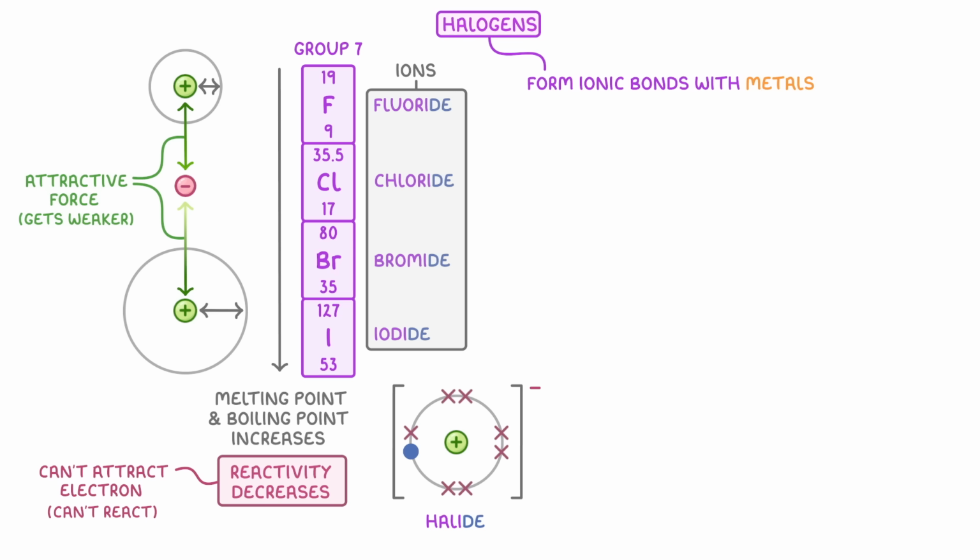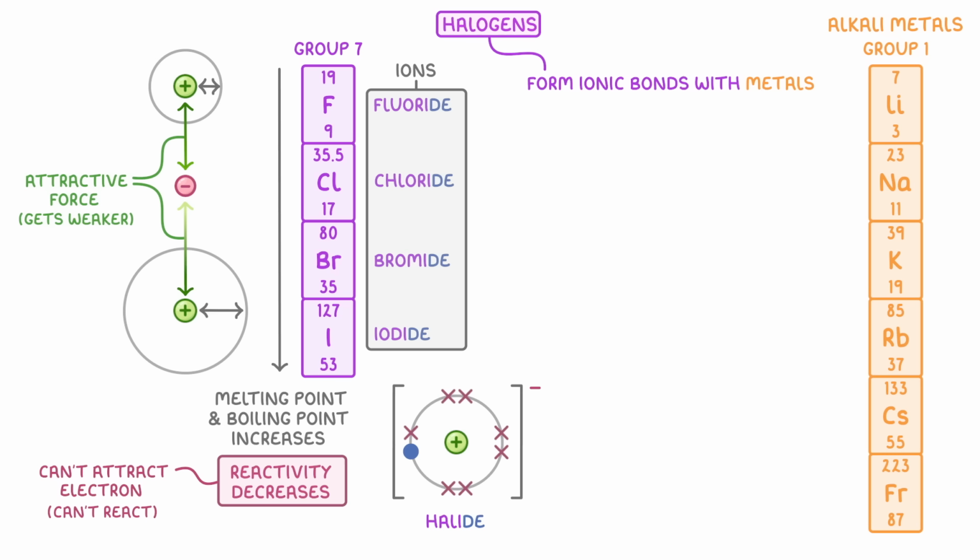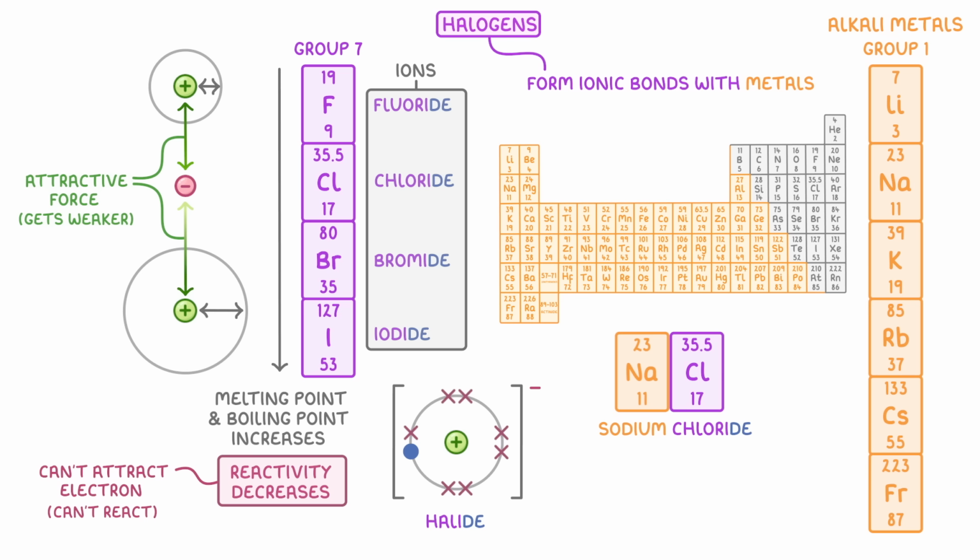You'll probably most often see halogens forming ionic compounds with the alkali metals in group 1, like sodium chloride as we have here, but they can form ionic bonds with metals of other groups too.